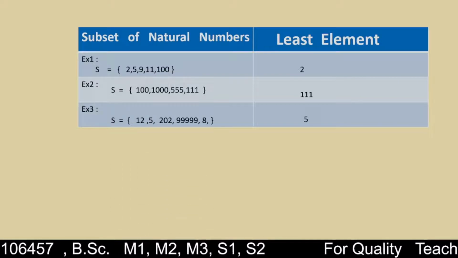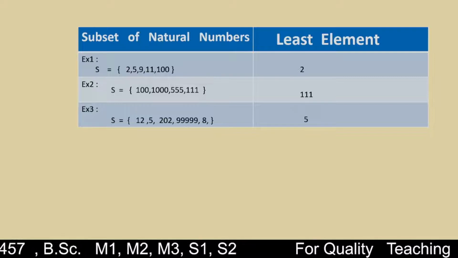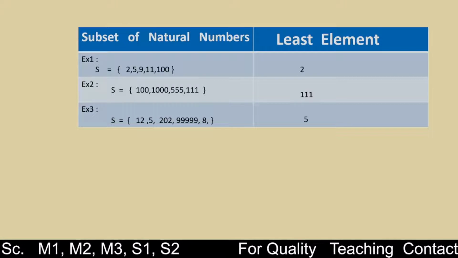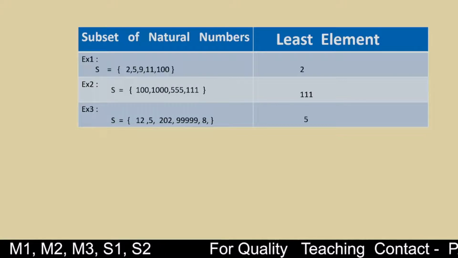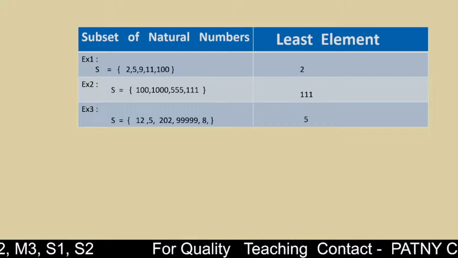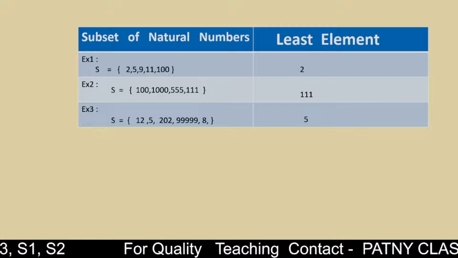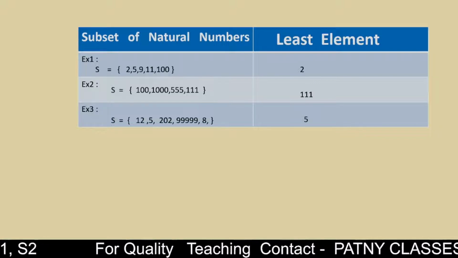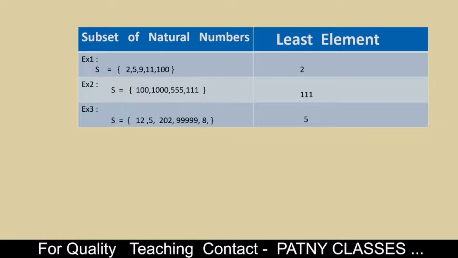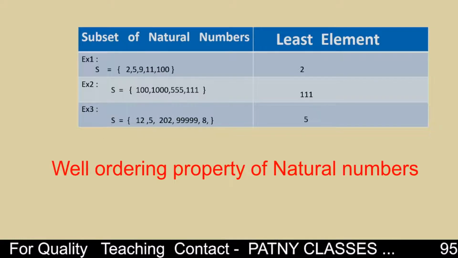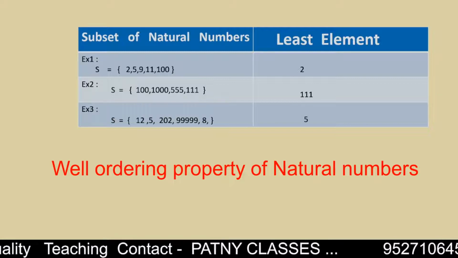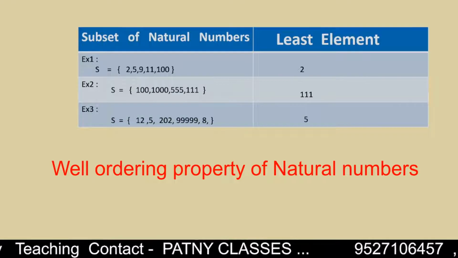In another example, I have a subset of natural numbers comprising 12, 5, 202, 9998. Even though the elements are arranged in a zigzag manner, we observe that there is one smallest element, and the least element is 5. So irrespective of the arrangement, every subset of natural numbers has a least element. They have a serial order of increasing, that is, they are arranged in well order. Therefore, arranging natural numbers in a well-ordered, serial manner is nothing but the well ordering property of natural numbers.